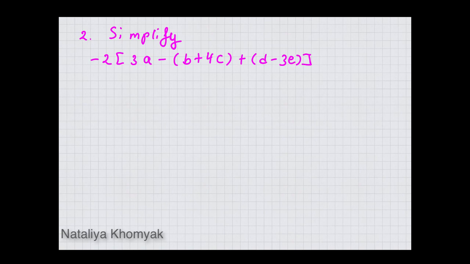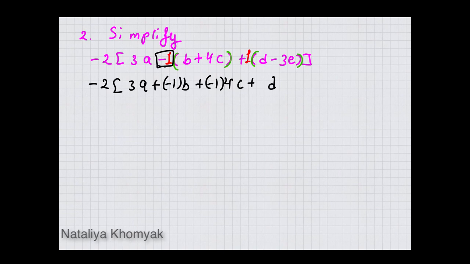In example number 2, we seem to have two sets of parentheses that open and close in itself. And it's fine, because we can simplify them separately as we go. So for the first parenthesis, we have to distribute negative 1. And for the second parenthesis, we want to distribute positive 1. So we want to keep everything else as is. So we have negative 2, bracket 3a, plus b times negative 1, plus 4c times negative 1, plus d times 1, minus 3e times 1. Close the parentheses. Let's simplify signs.